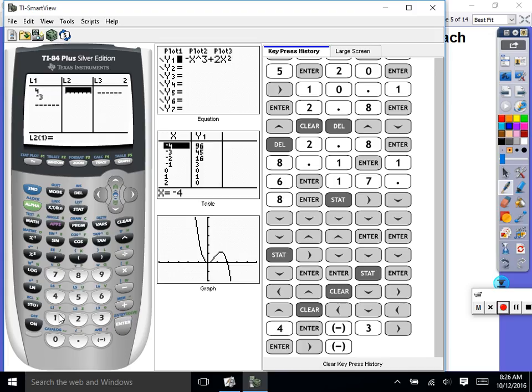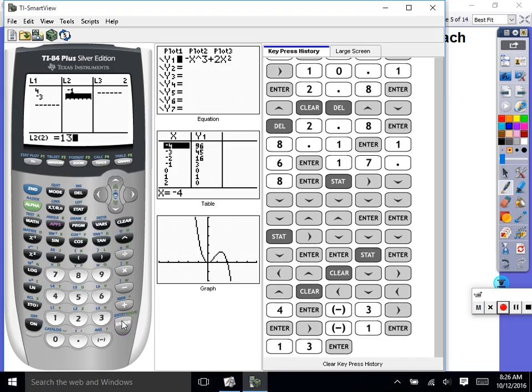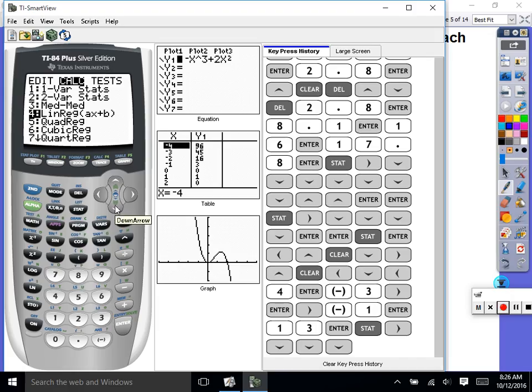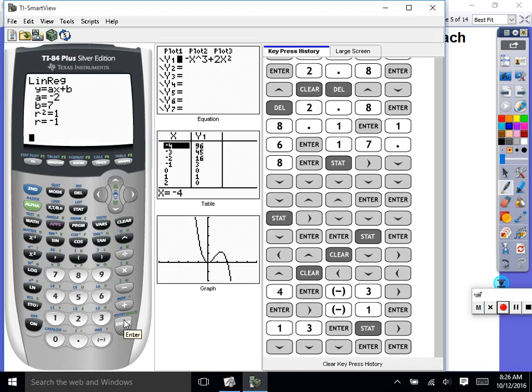Okay, -1 and 13. Now we're going to go stat, over to calculate. Now we decided this is a line, so we're going to hit linear regression line. I hit enter and hit enter. Notice, y equals mx plus b, correct? Ax plus b. It gives you a, so if it doesn't, you typed in something wrong. So a is -2 and b is 7.